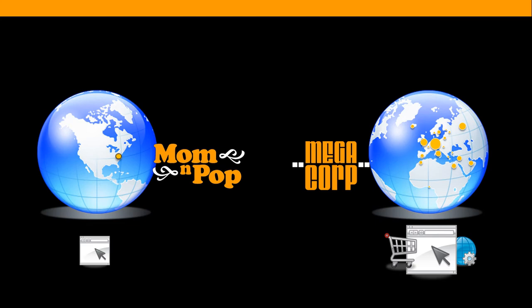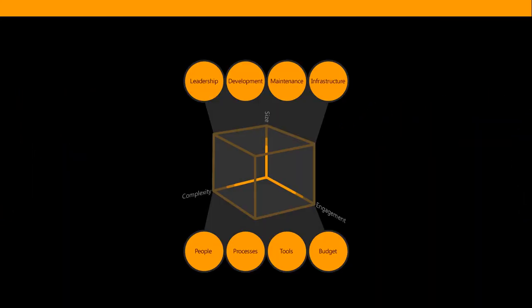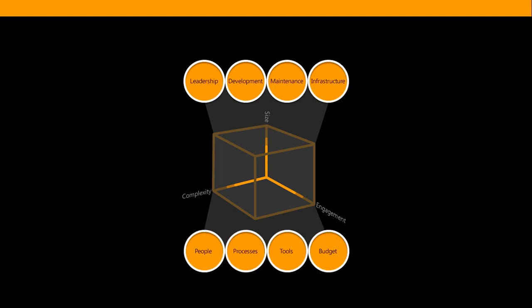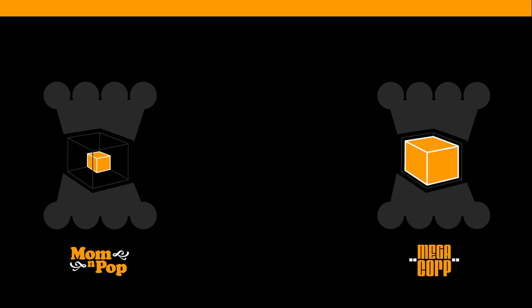But although these endeavors could not be more different, the fact is they must both expedite exactly the same activities and invest in exactly the same resources in order to deliver a minimum level of stability. That is, each needs to provide leadership, undertake development, expedite maintenance, and manage infrastructure, and provide the resources to do so. But as we know, Megacorp's online presence is huge, while Mom and Pop's is tiny. This means that although the categories of activity and resource may be the same, the granularity and sophistication by which they are deployed differs hugely.